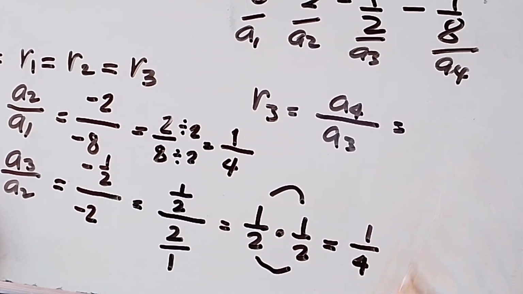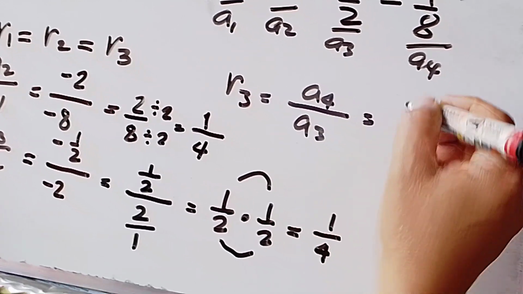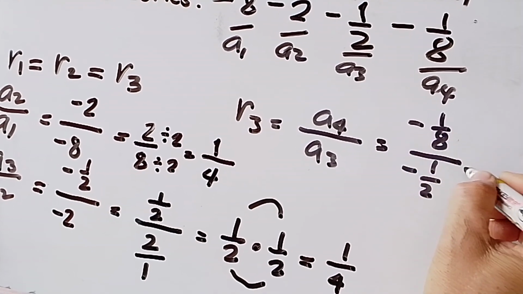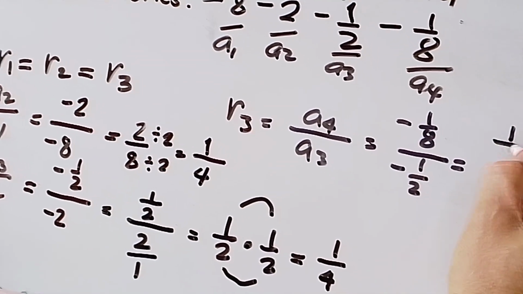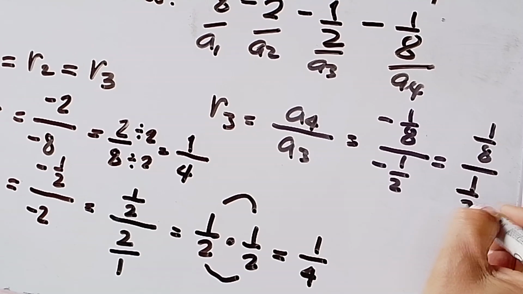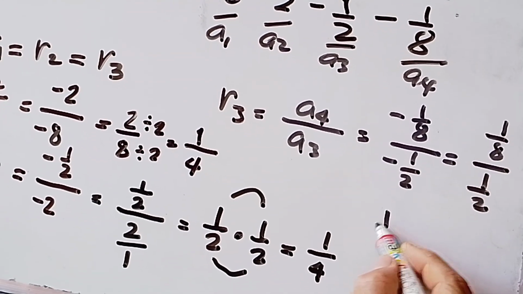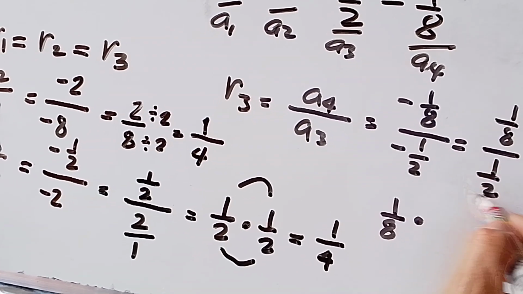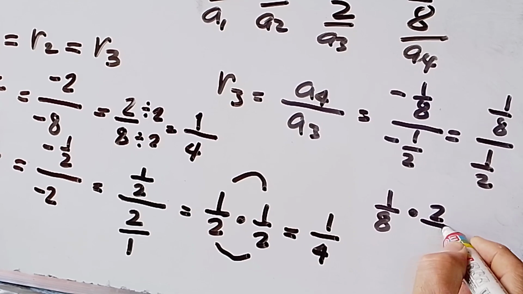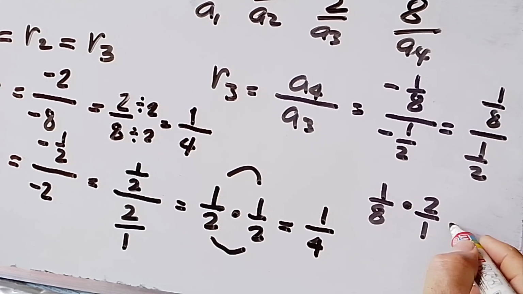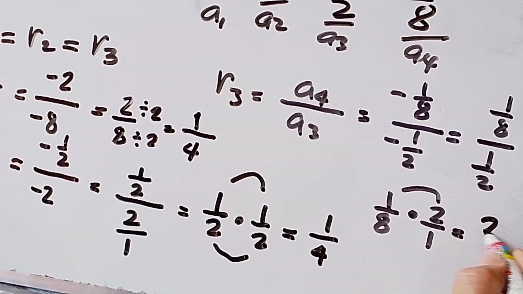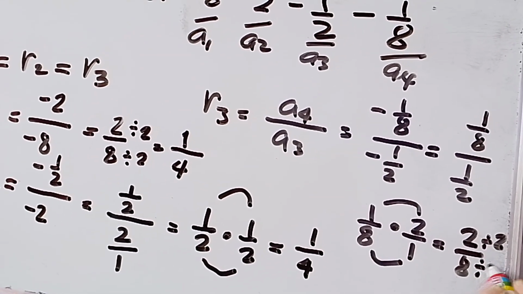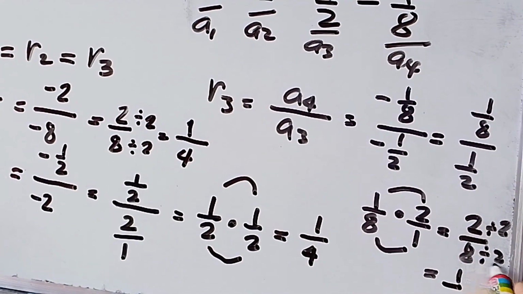How about the last ratio or the common ratio? So A4 is -1/8 divided by -1/2. Negative divided by negative is positive. So 1/8 divided by 1/2. So I need to write in here 1 over 8 and then change the division sign to multiplication and then upside down of 1 over 2, that will be 2 over 1. And then multiply 2, multiply this one, 8. And then reduce this one by dividing 2. So 2 divided by 2 is 1. 8 divided by 2 is 4.